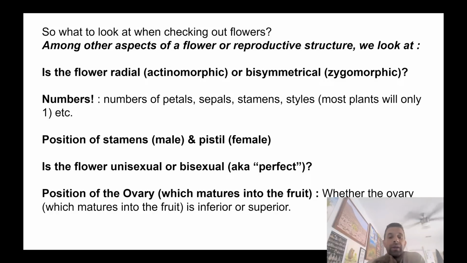Position of the ovary. Inferior, superior, etc. What does that mean? Is it above the point of attachment of the petals or below? And there's diagrams. All this stuff is in the book. I believe it is chapter 9 in Plant Systematics, which is a whole chapter dedicated to plant morphology.